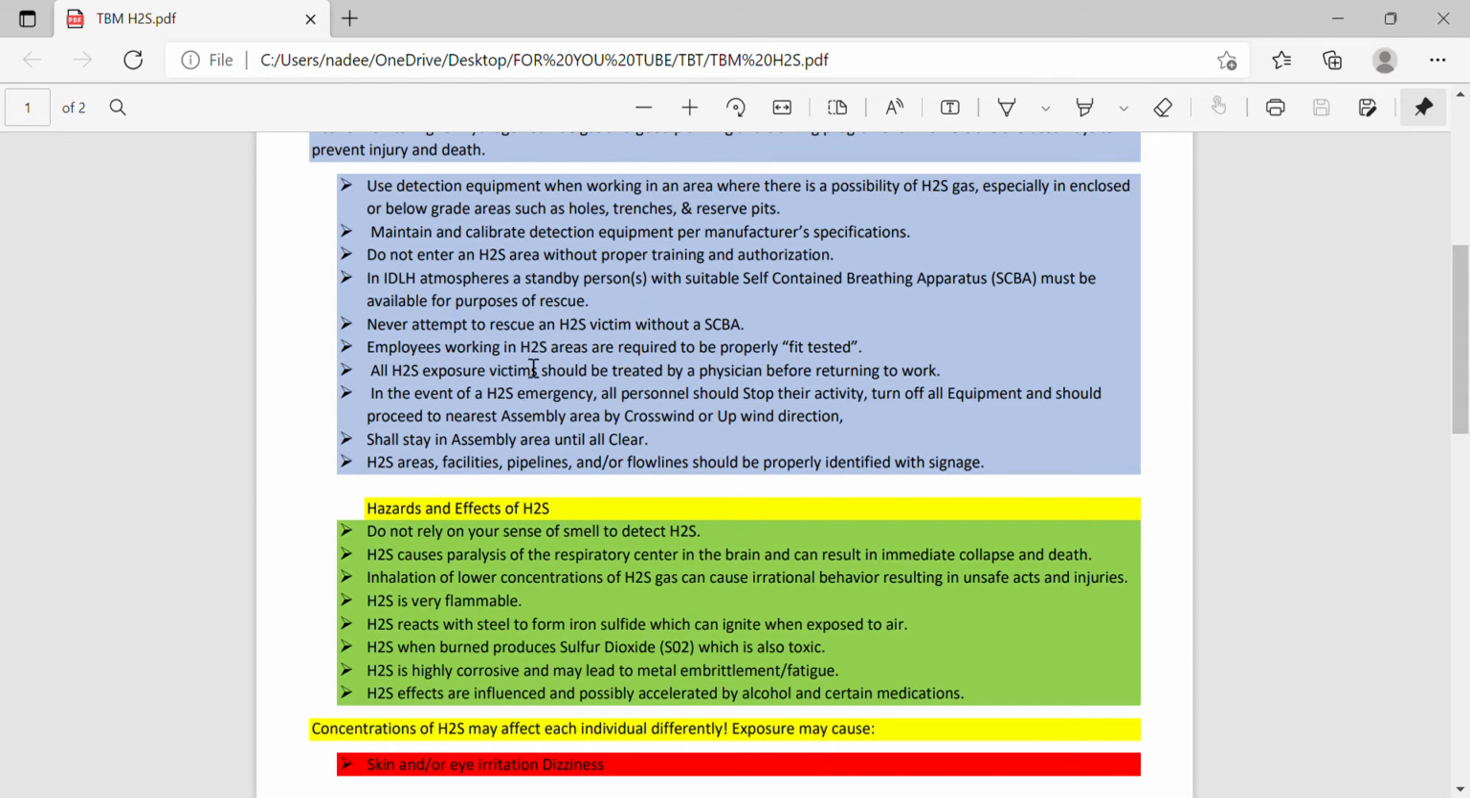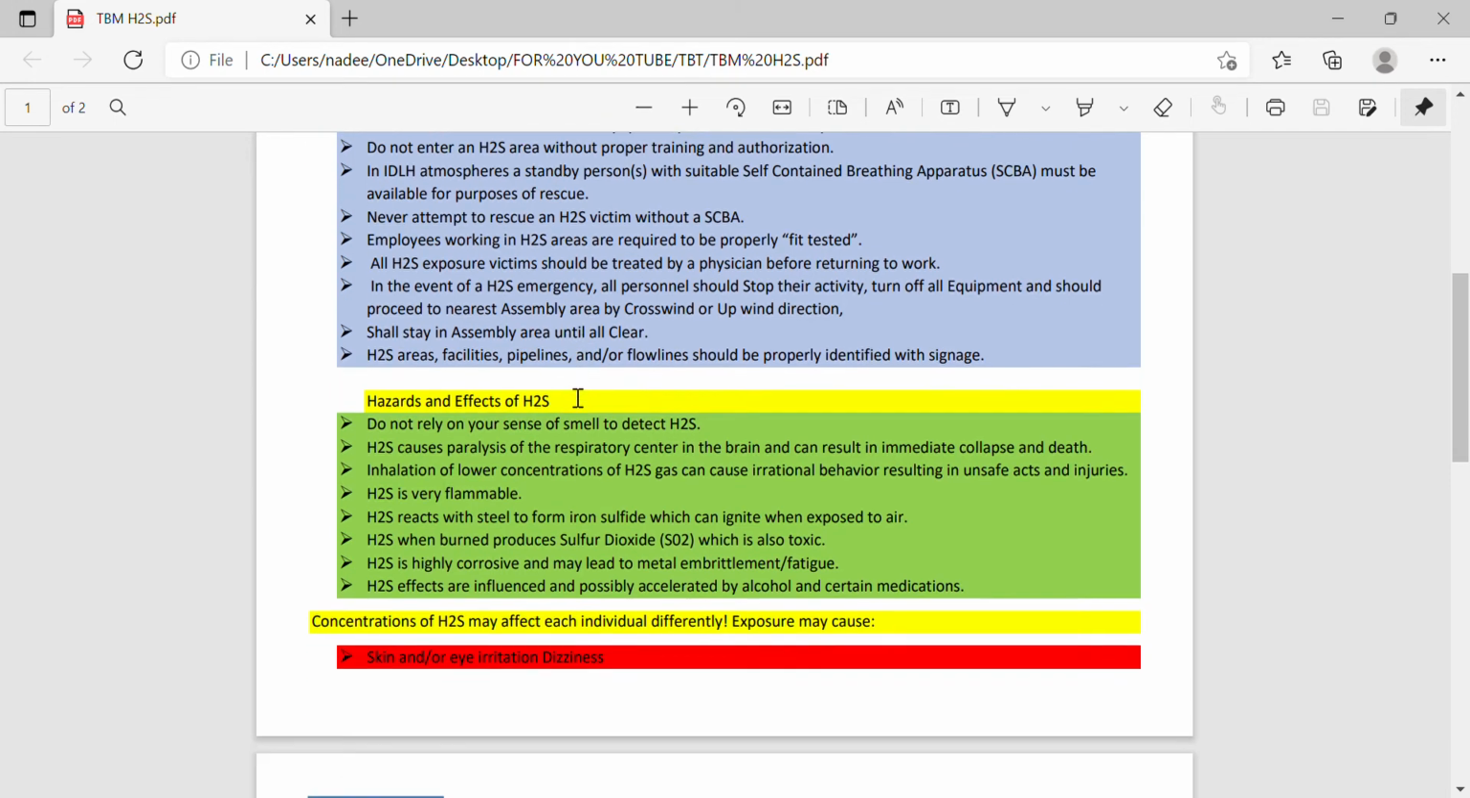Okay, so you can see here in brief, in an IDLH atmosphere, standby persons with suitable self-contained breathing apparatus must be available for the purpose of rescue. Okay, so if you are in the plant, even plants have their own rescue personnel. So just check if they can assist you during an emergency. Otherwise you have to hire a third-party person trained with SCBA, and he should be on standby if you are working in a highly concentrated, expected H2S area.